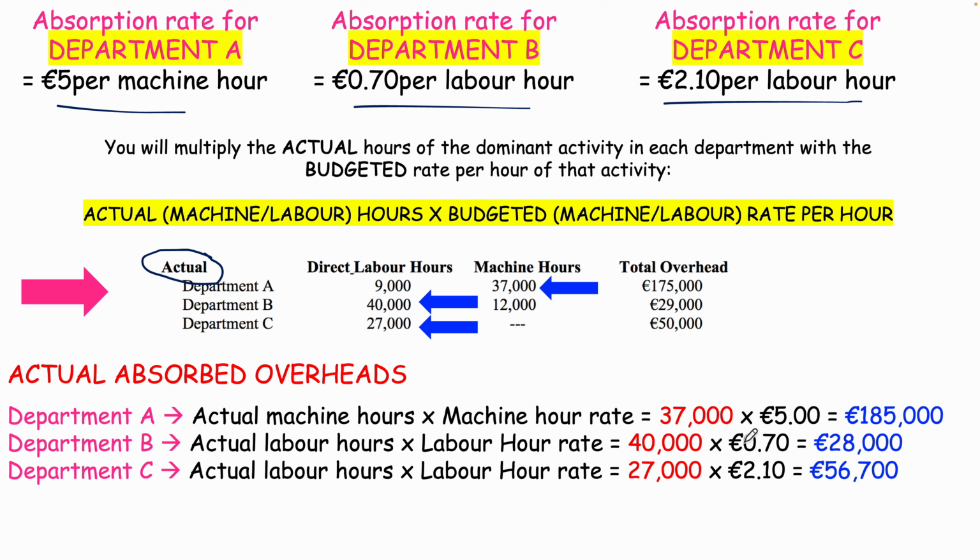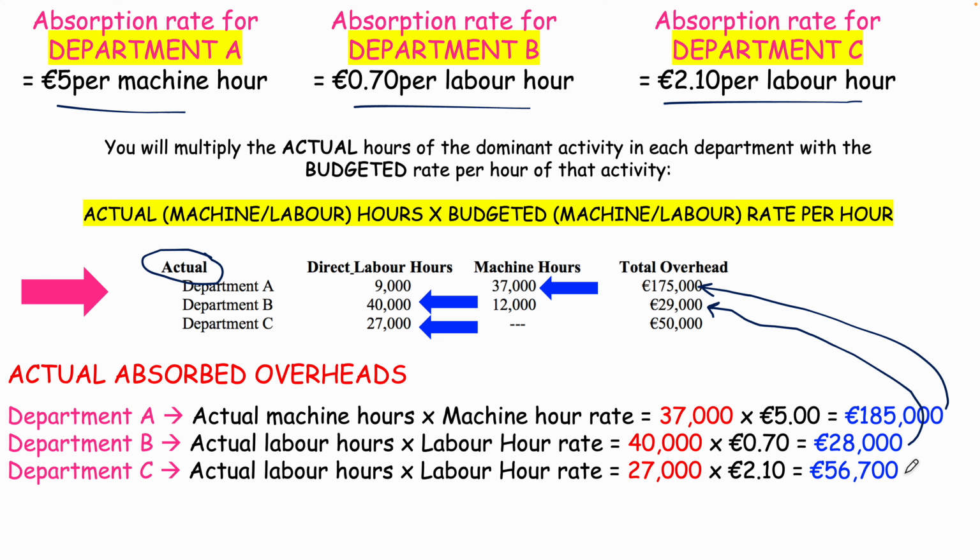So we've got 37,000 hours multiplied by €5 per hour. 185 is what the management accountant would have thought it could have come in at, but the production manager actually got it in at 175, so that is great. In Department B, the management accountant thought it could come in at 28, but it came in at 29, so that is not great because the production manager would therefore be €1,000 over.